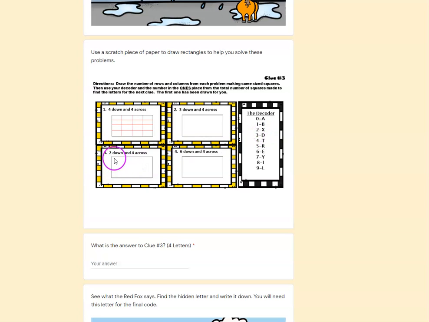Next, we have 2 down and 4 across. So 2 times 4 is 8. 8 is equal to I. Now we have EXI. Last, 6 down and 4 across. 6 times 4 is 24. 4 is in the ones place, and 4 is equal to T. So our answer for clue number 3 is exit.